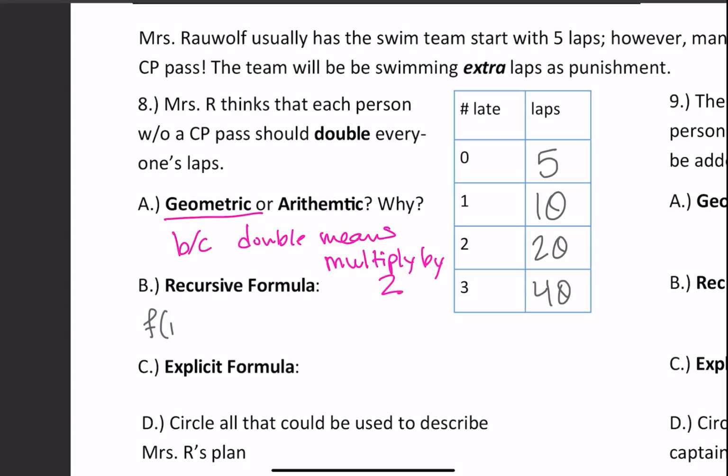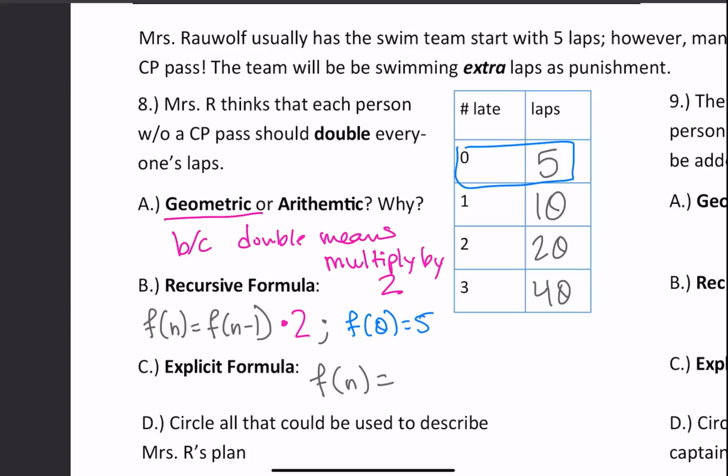Recursive is going to be f of n equals f of n minus 1 times 2, and then the start of our table is 0, 5, so we show that as f of 0 equals 5. Our explicit is f of n equals 5 times 2 to the exponent n, because we are multiplying, so we need an exponent, and it's just an n because we start at time 0 right here.